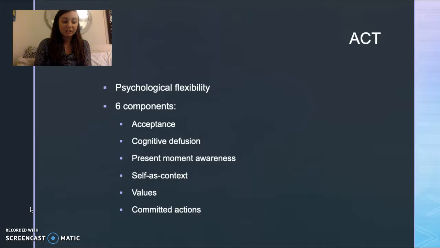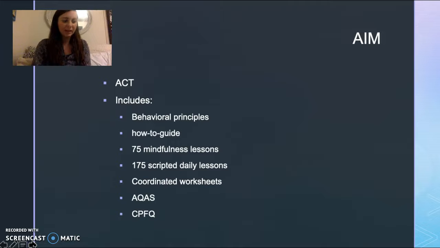So ACT's target is to increase psychological flexibility, which is the ability to contact the present moment more fully as a conscious human being, to change or persist in behavior in order to serve value ends if the situation is appropriate. So ACT consists of a hexaflex with 6 components known as acceptance, cognitive diffusion, present moment awareness, self as context, values, and committed actions.